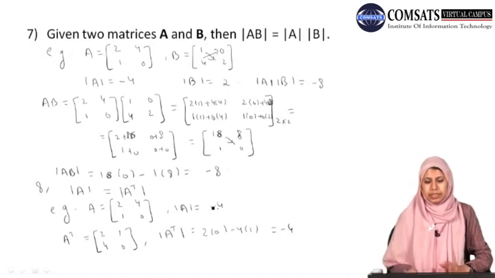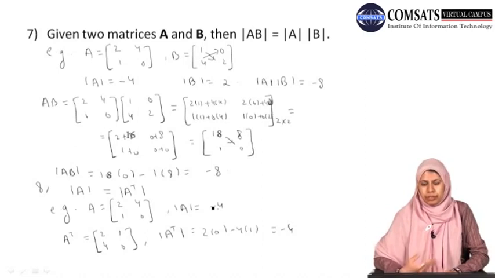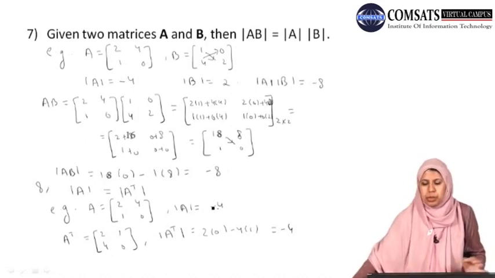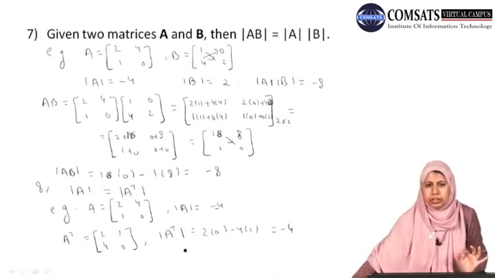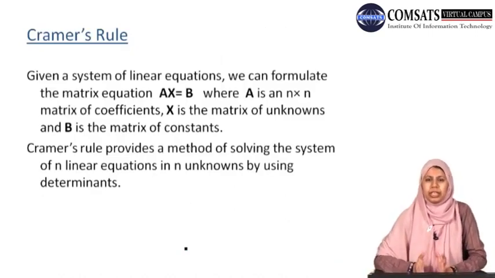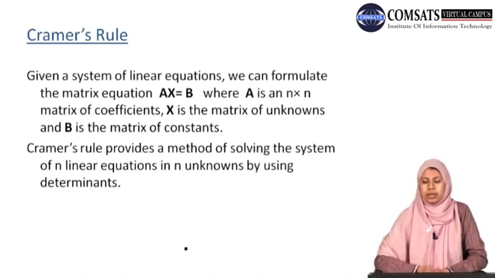Now we have seen enough properties of the determinants and a few examples in which we have seen how we can calculate the determinant of a matrix of order greater than 2. Particularly, we have seen the example of a matrix of order 3 by 3 and a matrix of order 4 by 4. Now we come to our next topic, which is Cramer's rule. Cramer's rule basically is a rule which helps us in solving the system of equations by using the determinants.